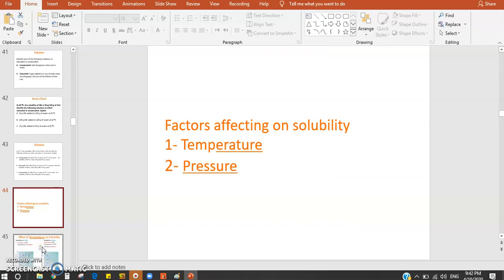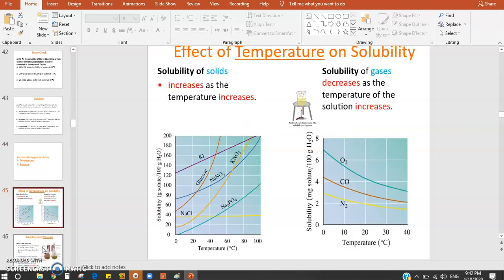The other thing is that there are factors affecting the solubility. Usually it's temperature and pressure. There are more factors, but we will focus only on those two. Temperature and solubility. So we do have here, this is the temperature and this is the solubility. Okay, and here we have also the temperature and solubility. But here the solutes are solid. Okay, here the solutes are gases.